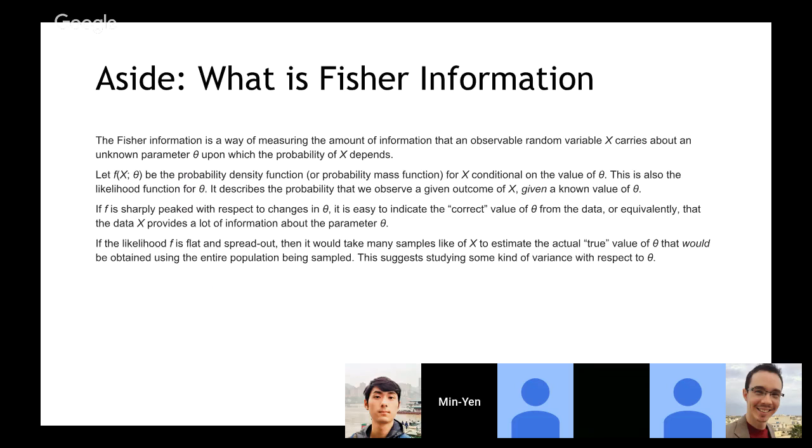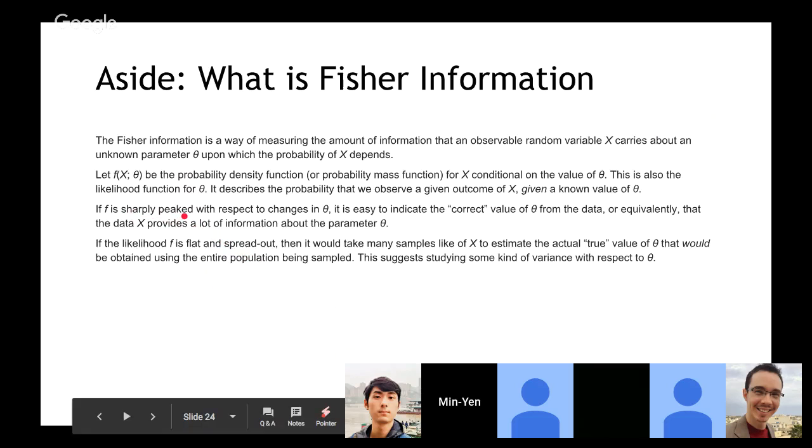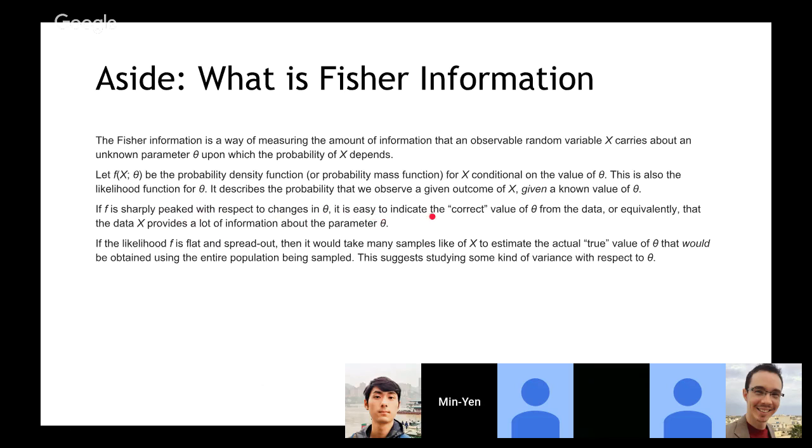So I got some things from Wikipedia about what Fisher information is. It says that if we have a random variable x which is dependent on parameter theta, then the Fisher information carries information about which theta can change the value of that random variable. So if f is peaked sharply with respect to theta, we can say which value of theta is responsible.